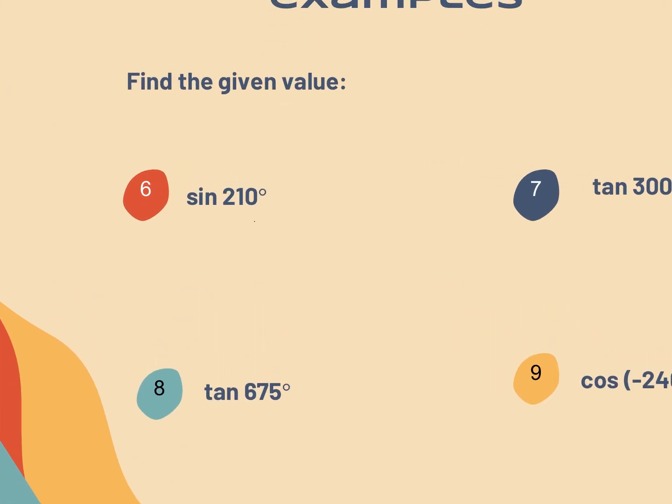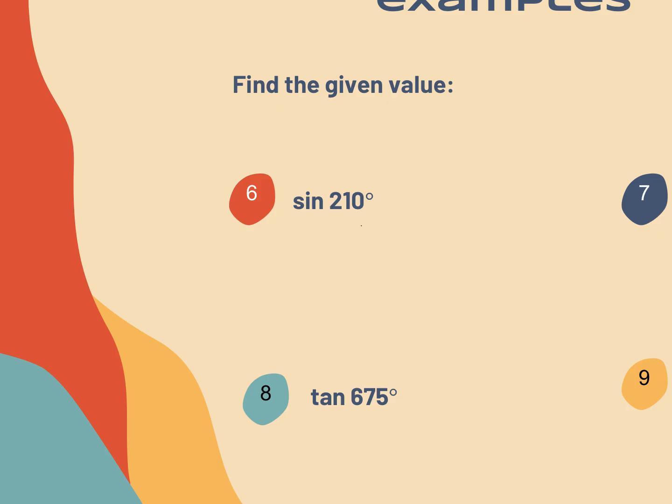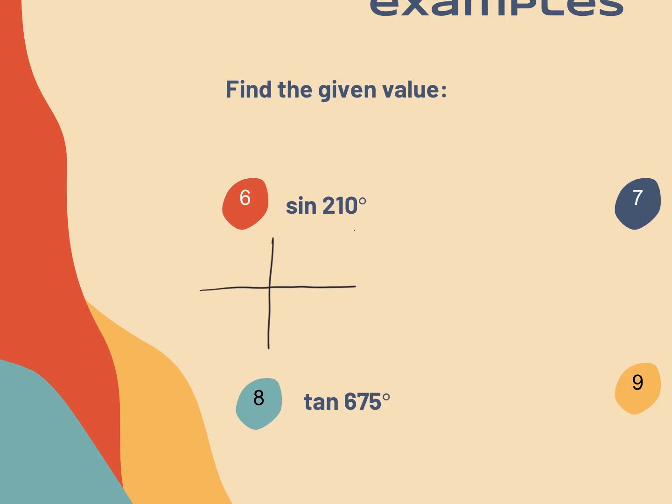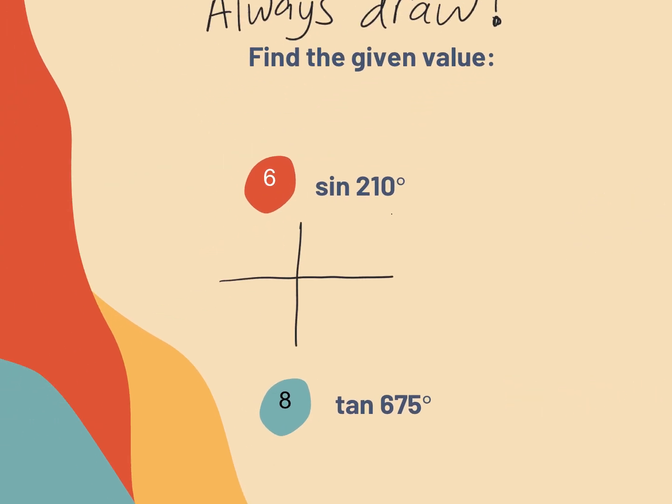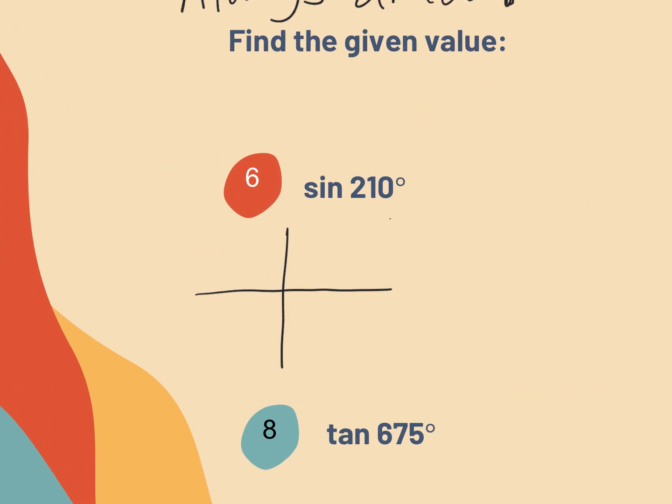So let's say I draw this in the coordinate plane. I would always draw this. I'll even write it down so that you guys can see. Always draw. All right. So now 210 is going to be, well, first, think about what quadrant that lies in.